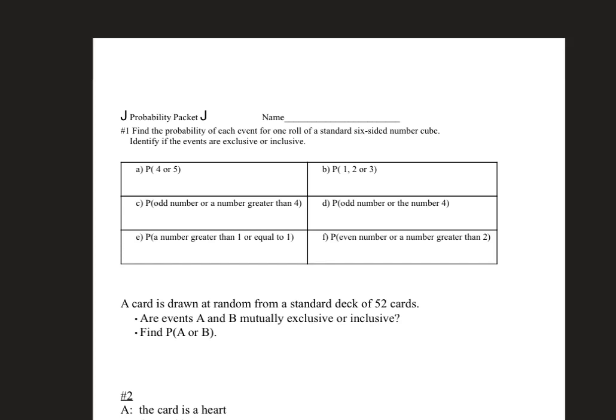Okay, so I am going to go over the homework that you guys had from March 27th. The first section talks about finding the probability with or statements. Now, it says identify if the events are exclusive or inclusive. Another word for inclusive is overlapping. So mutually exclusive or overlapping, all right?